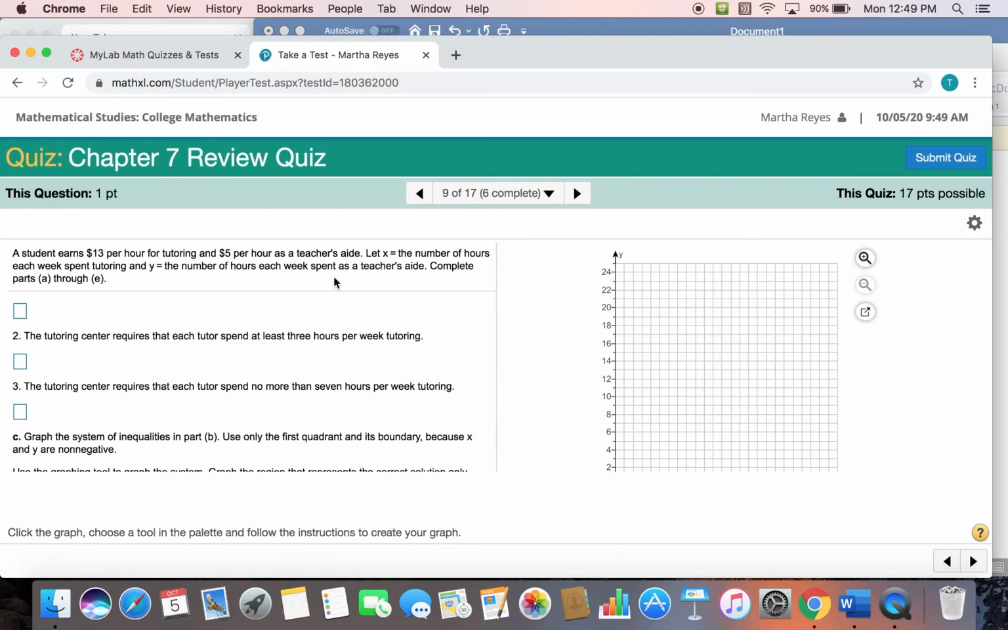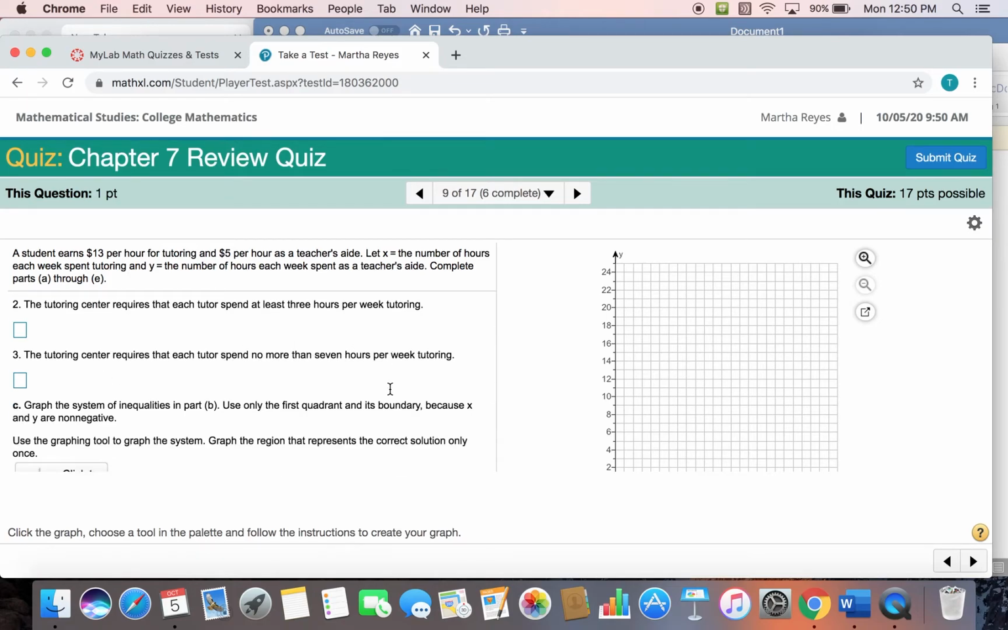A student earns $13 per hour for tutoring and $5 per hour as a teacher's aide. Let x equal the number of hours each week spent tutoring and y equal the number of hours each week spent as a teacher's aide. Okay, so now we're going to need to answer all of these questions here. The tutoring center requires each tutor spend at least 3 hours per week tutoring. The tutoring center requires that each tutor spend no more than 7 hours per week tutoring.